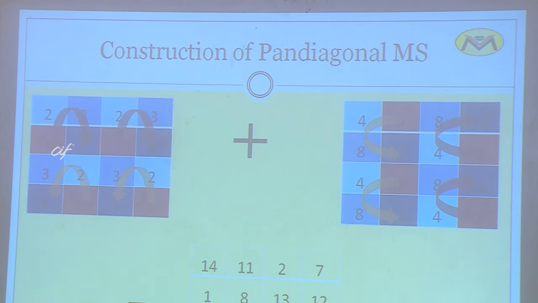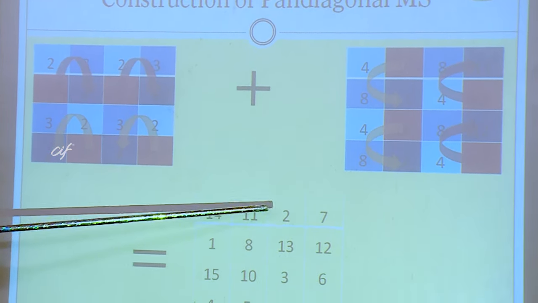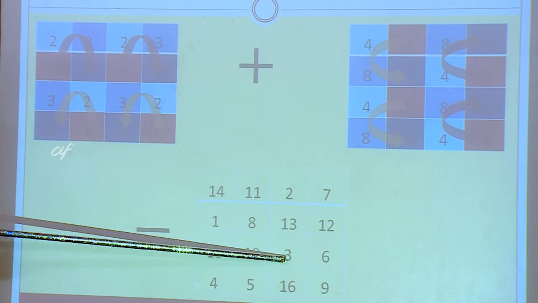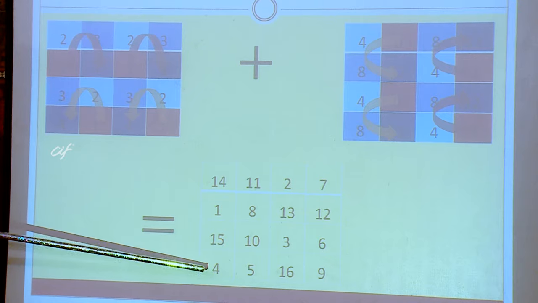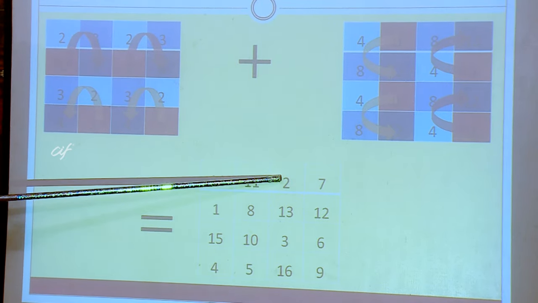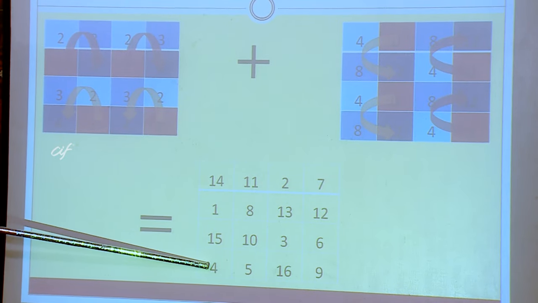So here also you can see the resulting magic square. See the positions, it's in the horse move. 1, 2, leave a cell blank and jump down, 3, and then go back, 4. Look at the positions of 1, 2, 3, 4. 1, take a horse move, 2, leave a cell blank, come down, 3, and take a horse move back, 4.